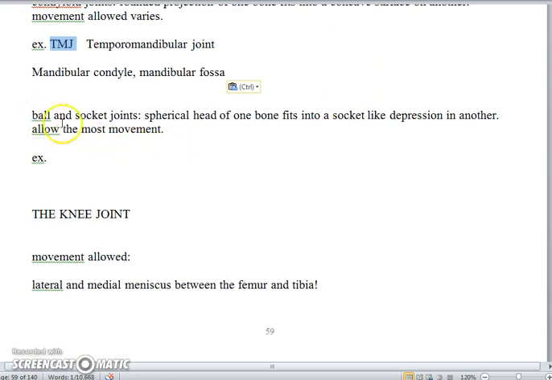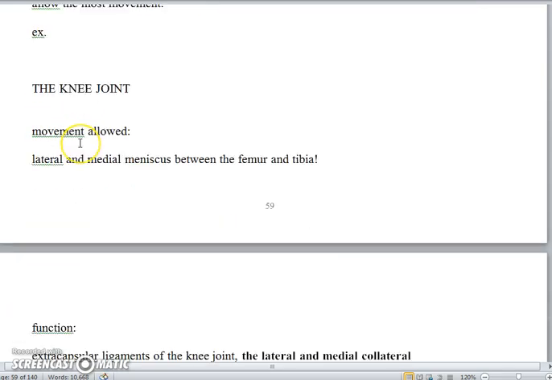All right, ball and socket joints. You've got a ball and you've got a socket. So for example, the hip: you've got the head of the femur and it fits into the acetabulum on the pelvis. Or the shoulder: you've got the head of the humerus and it fits into the glenoid cavity there. So pick one of those.